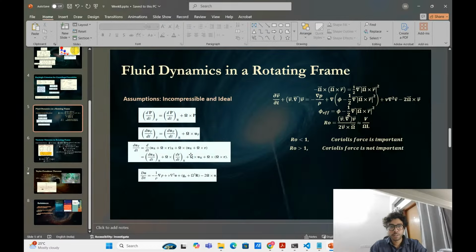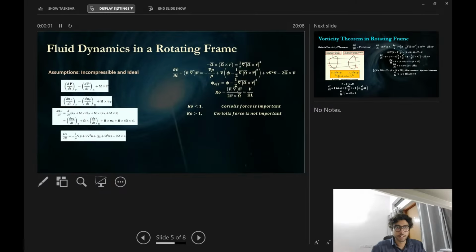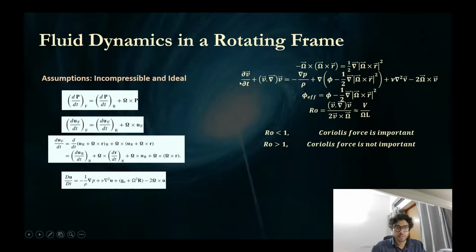Now what we are going to do is put p equals u, and this is what we are getting. As we also saw, uf equals ur plus omega cross r, if we put p equals r. So we just replace uf with this thing. Similarly, we do that over here as well, right?